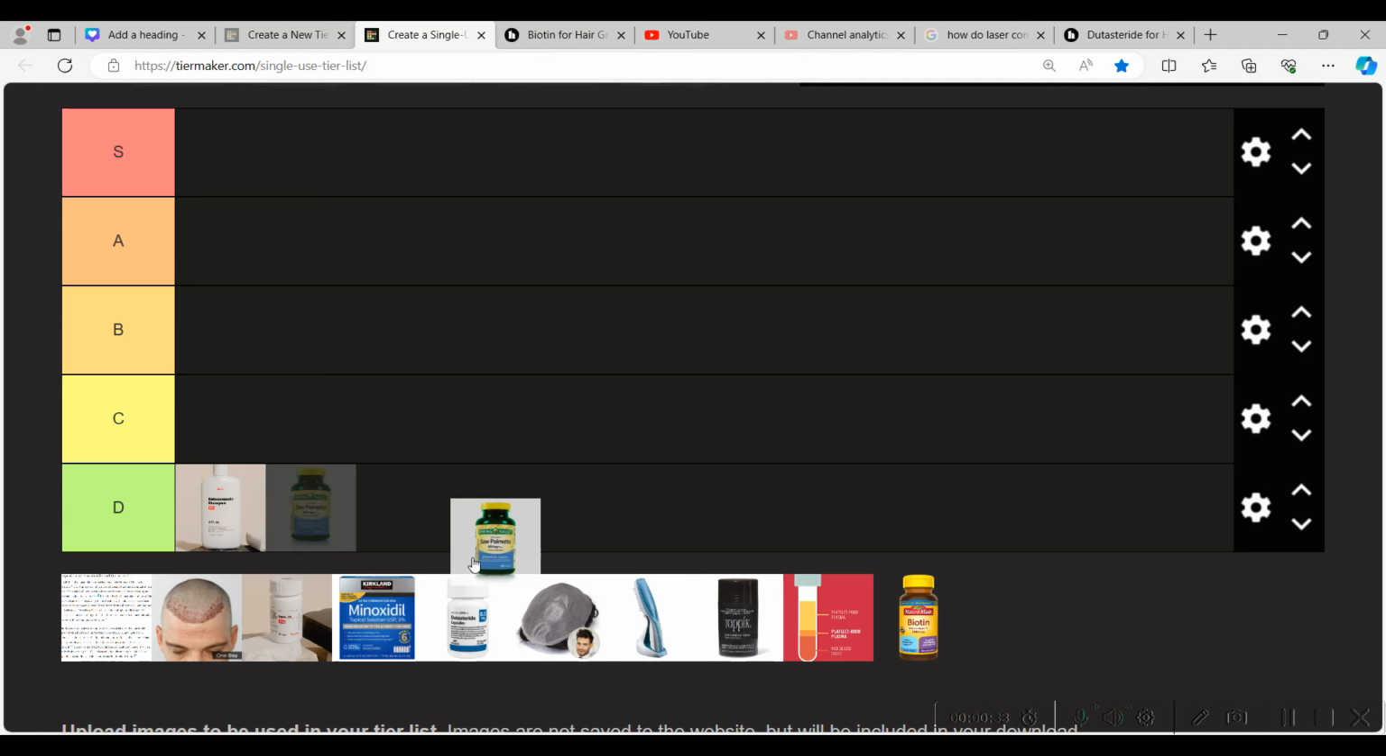Next in D tier, we have saw palmetto. Saw palmetto is used to treat prostate enlargement and hair loss, and it also suppresses androgens. I used it for a few years. It's one of those that can't hurt, but it's not very effective.